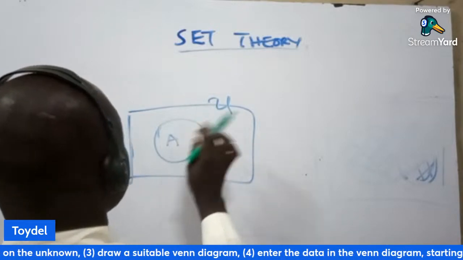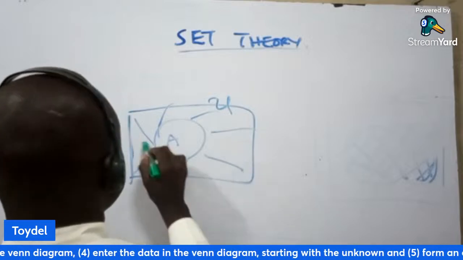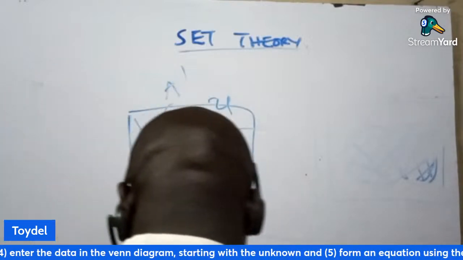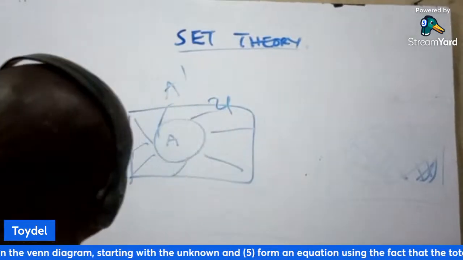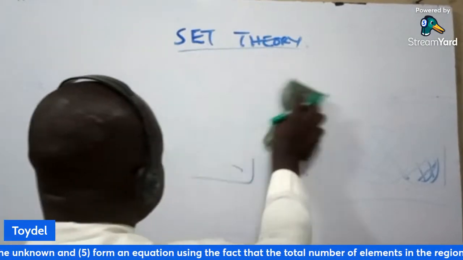A prime will be what you have in the universal that are not in A. So you are going to shade outside. That will represent A prime. That is what we are going to have in A prime. Then you can also be asked to find A intersection B, or prime.